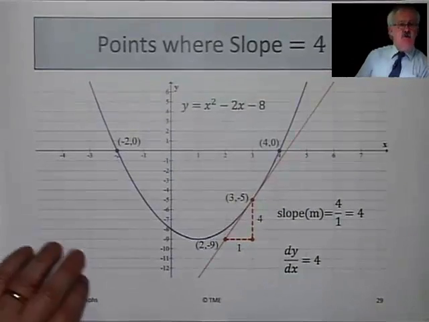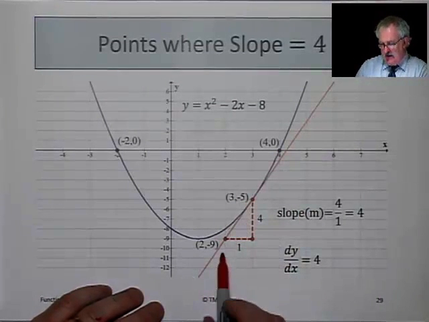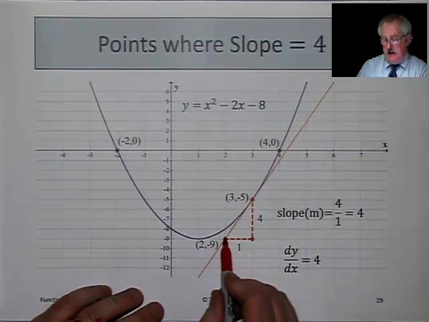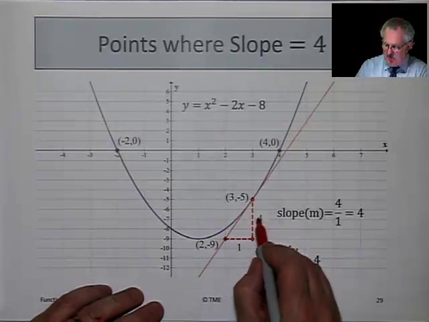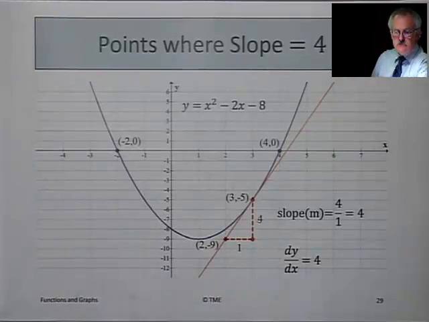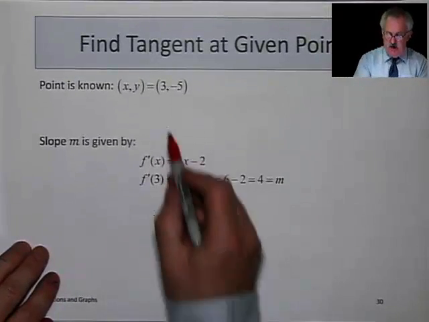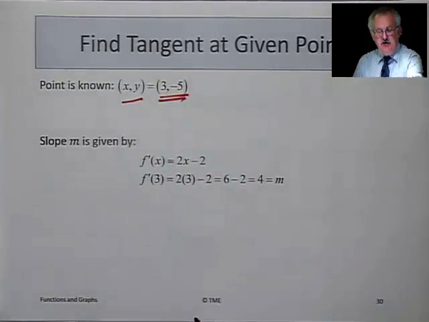If we wanted to look at it graphically, we could take the tangent, and we actually see that this point here, (3, -5), is on this curve. And it actually goes 4 up for every one across. So in that case, you are given the point (3, -5), and you're asked to find the slope, and you can do that.